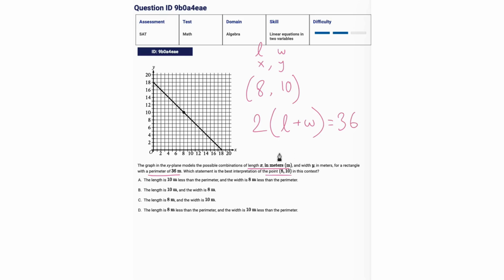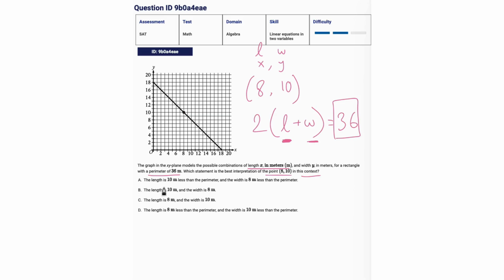So they have modeled every possible combination of a specific value of length and a specific value of width to get the perimeter as 36. Now they're asking us about a specific point, which they've also highlighted, 8, 10. This is the x-axis, so 8, 10. They're asking what this point best interprets in this context. Nothing to worry about here. It's really simple. Let's read the choices.